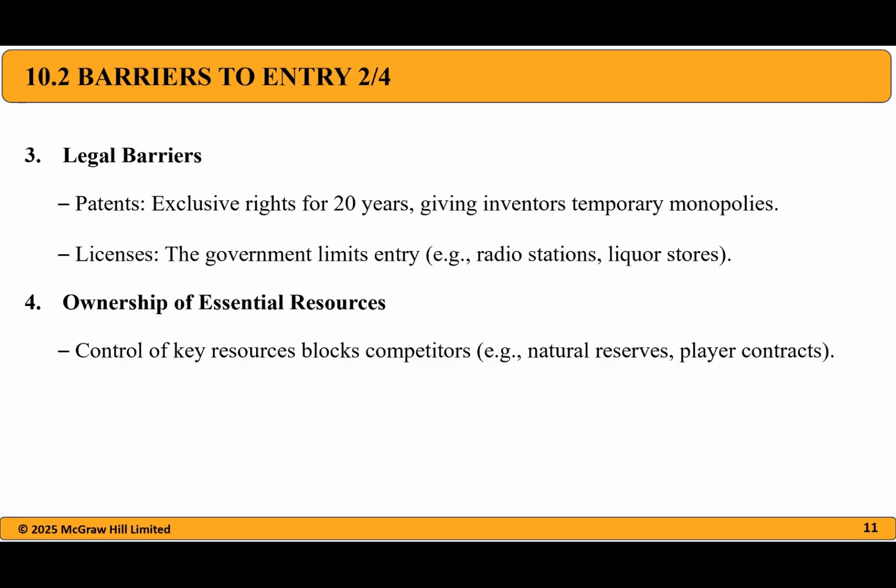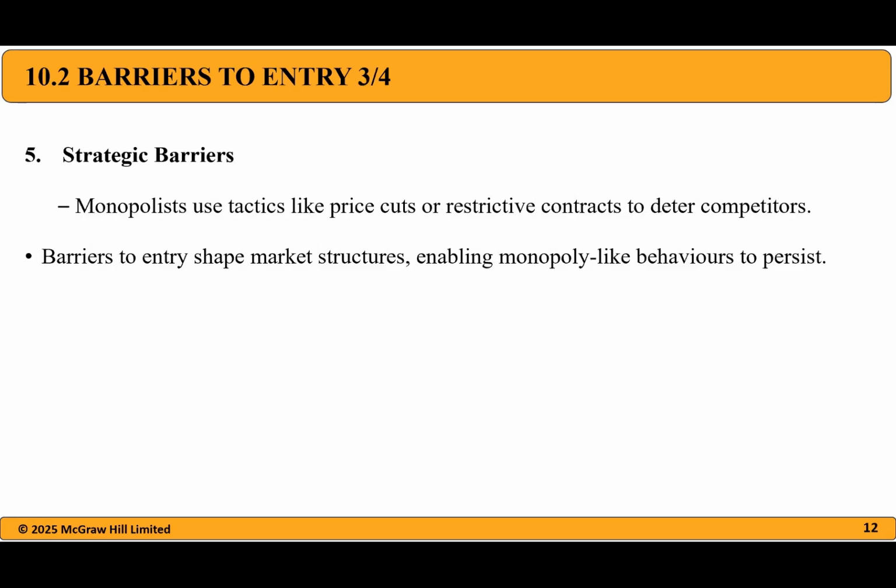4. Ownership of essential resources. If a firm controls essential inputs, others cannot compete. For example, natural reserves or player contracts. Natural reserves belong to a certain land, province or country, and player contracts go to certain teams or franchises. So these are the ownership of essential resources needed to compete with others.